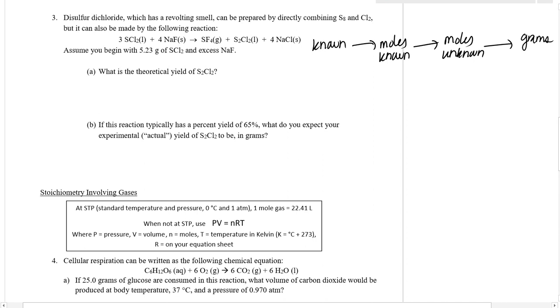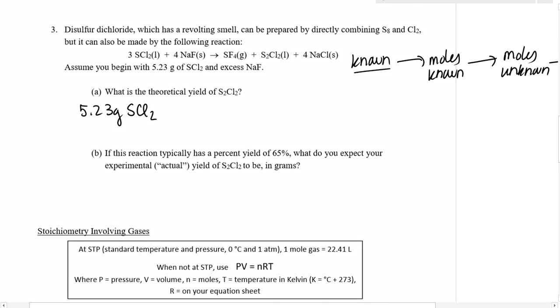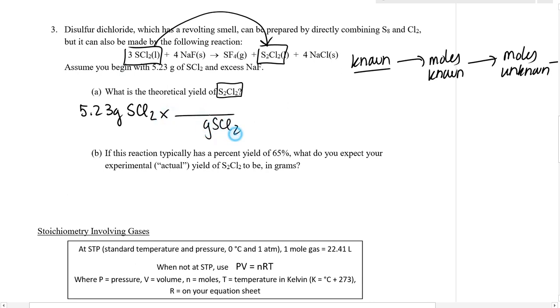All right. So first step, let's figure out what we're being given. We're given this value, 5.23 grams of SCl2. And I'm trying to find the yield of S2Cl2. So I'm trying to go from grams of this to moles of this. So first step is to convert grams SCl2 into moles SCl2. I'll look up at the periodic table and see that 1 mole weighs 103 grams. Next step is I want to use my mole ratio to go from moles SCl2 to moles product S2Cl2. And looking at your coefficients, looks like it is a 3-to-1 ratio there.